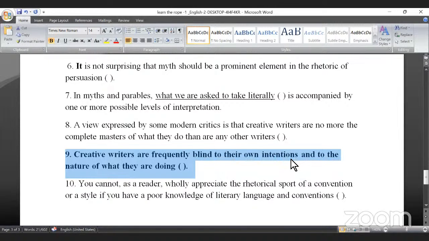Is it a noun clause, ma'am? Okay, we'll discuss this a little later. Is it a noun clause? How will it be a noun clause? Which part of it? If I ask the question, creative writers are frequently blind to what? Then blind to what? No, you don't ask blind to what, you just ask what. And that question has to be blind to what? No.